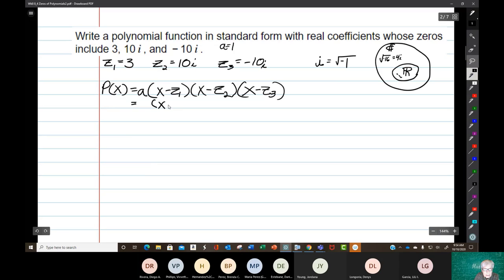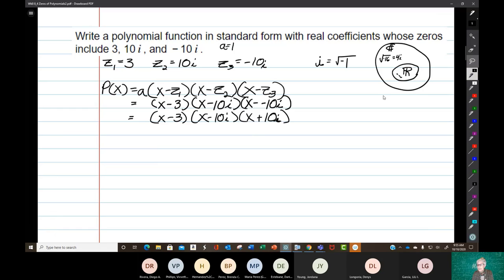Okay, then we're going to have x minus 3 times x minus 10i times x minus negative 10i. So that will be x minus 3 times x minus 10i times x plus 10i. Okay. Now, this is principally the reason why I always do the last two together. When you multiply conjugates, great things happen.